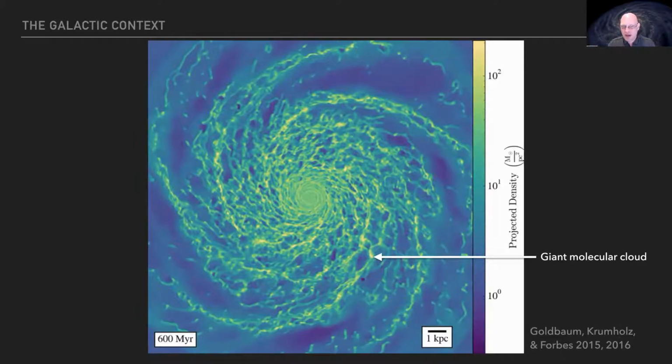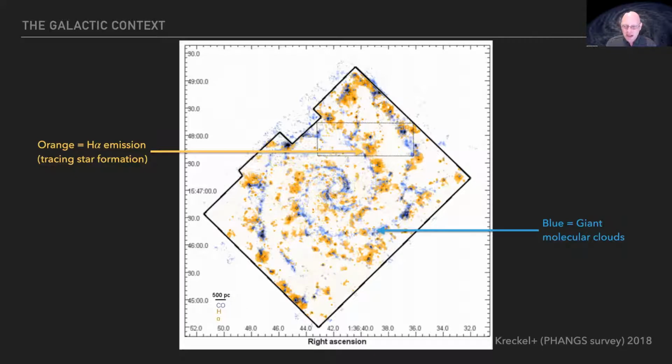Now, just to show you that this isn't just a movie, this is sort of a realistic representation of what you might see in a galaxy. Here is an actually observed galaxy, and what you're seeing here in blue is giant molecular clouds as traced by CO emission, and what you're seeing in orange is sites of recent star formation as traced by ionized light, by H-alpha emission. All right, so this is showing you what a real galactic disk looks like. This is from Krekel et al. as part of the FANG survey.